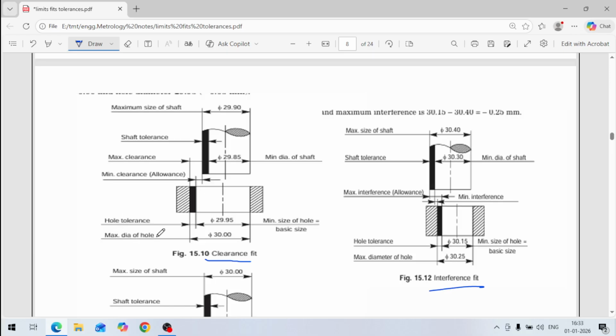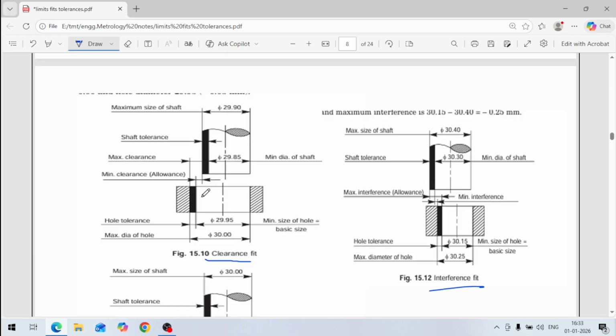Actually, when one part slides in the other part, there we need a clearance fit. In machine parts where lubrication is required, some gap is required, so a clearance fit is required. One part is sliding in the other, just like a piston slides in the cylinder. So what is a clearance fit?